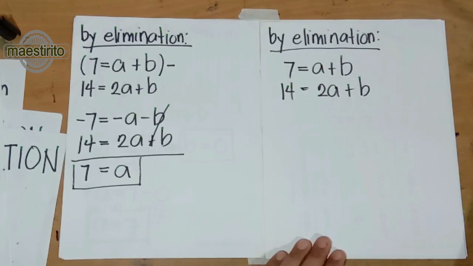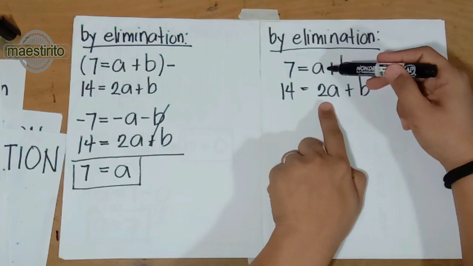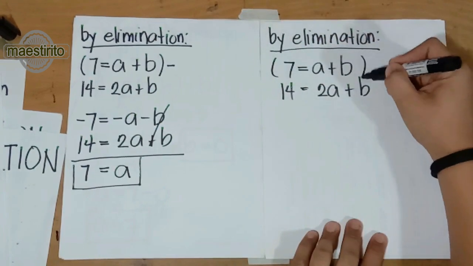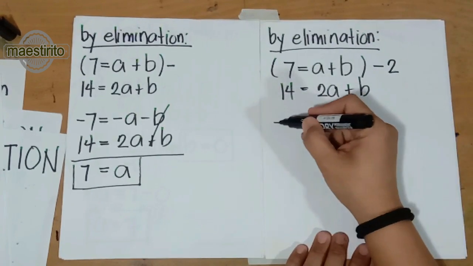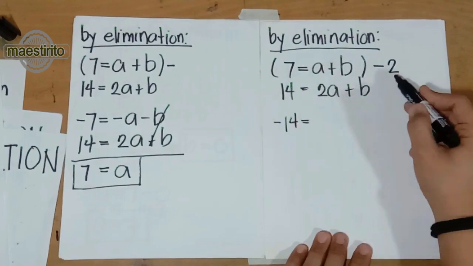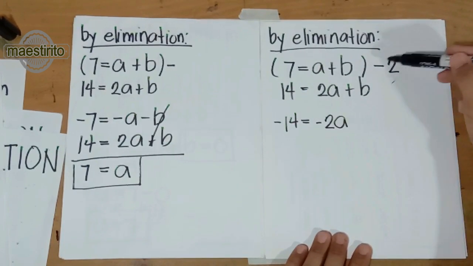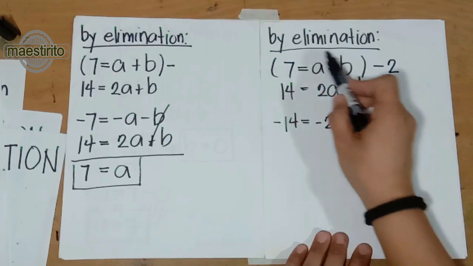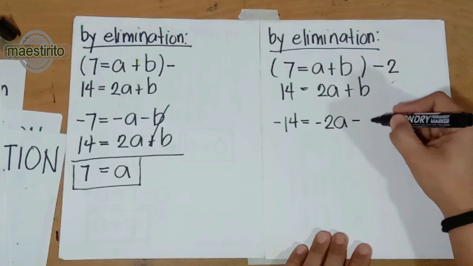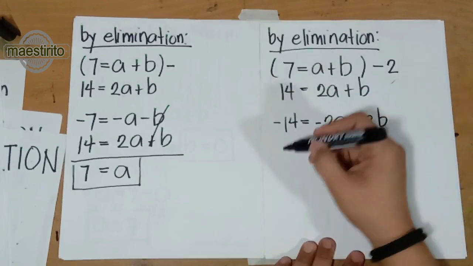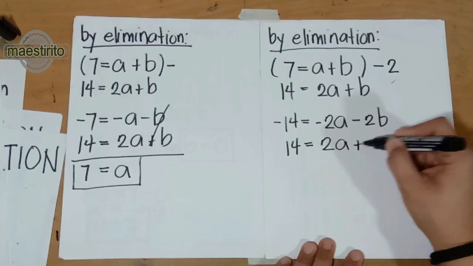going to look for. So to eliminate a, since this is 2a, this has to be negative 2a. That's why I multiply this by negative 2. As a result, we will have negative 14, negative times a, that's negative 2a. Anyway, your multiplier here should be multiplied to all the terms inside the parentheses. So negative 2 times b, that will give us negative 2b. Then rewrite the equation below, 2a plus b.